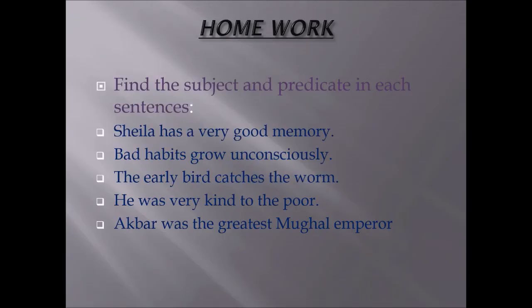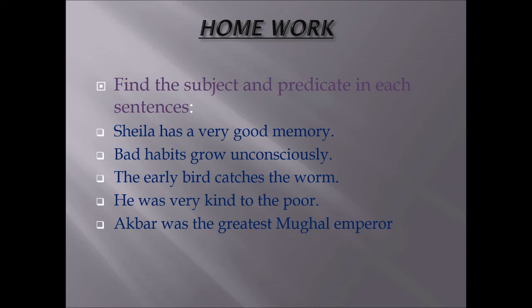Move to the homework. Find the subject and predicate in each sentence. First, Sheila has very good memory. Second, bad habits grow unconsciously. Third, the early bird catches the worm. Fourth, he was very kind to the poor. Fifth, Akbar was the greatest Mughal emperor.